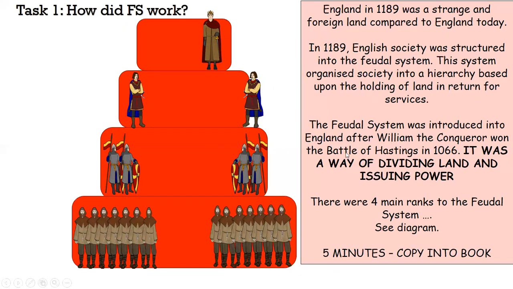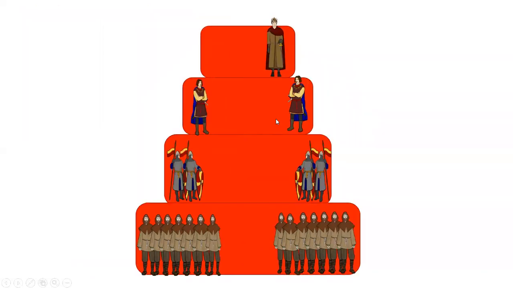It was started by William the Conqueror in 1066, but this was a way of dividing land and issuing power across the population of England. So we're going to go through each one, just so we have an understanding.